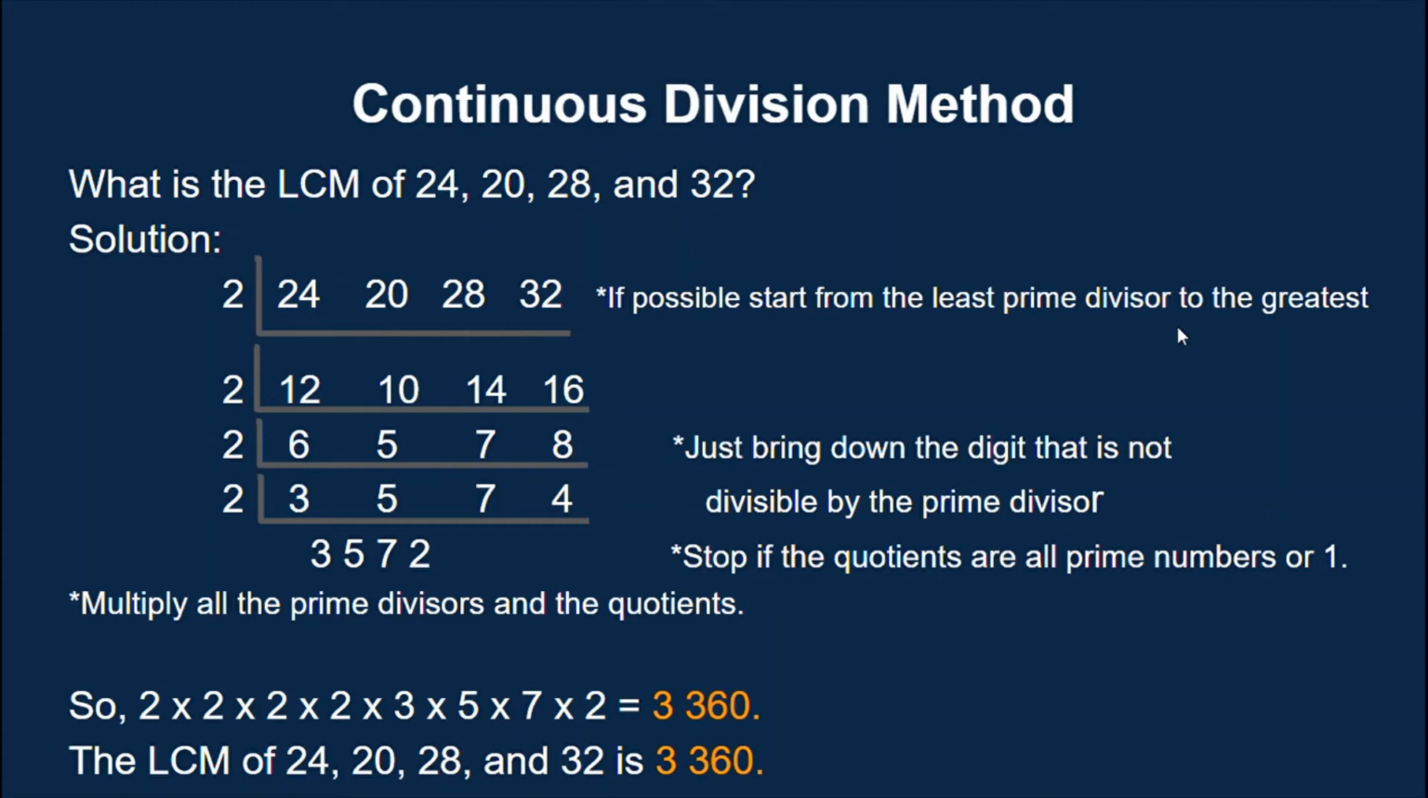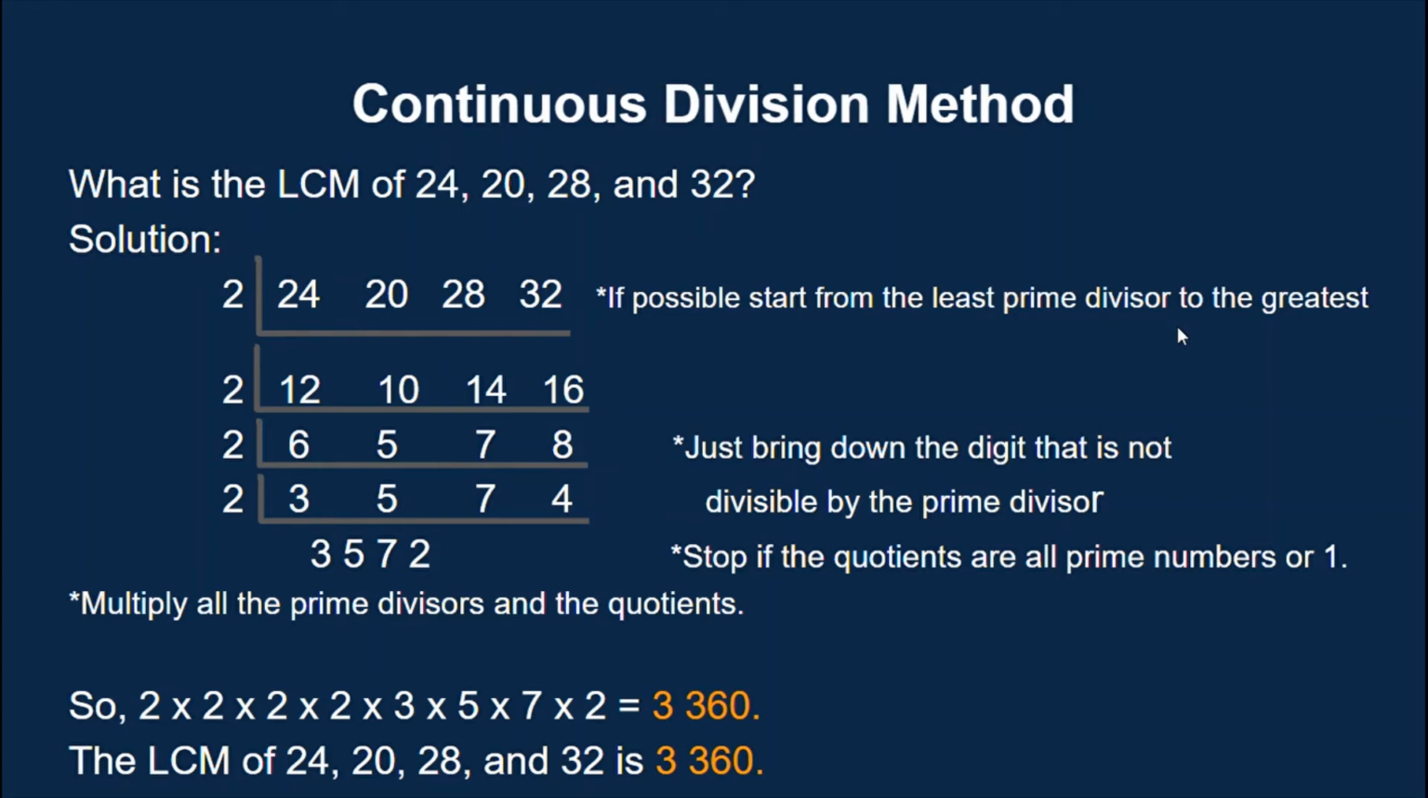Okay, so if possible, start from the least divisor to the greatest. So the number that can divide 24, 20, 28, and 32 is 2. Let us divide them all by 2. 24 divided by 2 is 12. 20 divided by 2 is 10. 28 divided by 2 is 14. And 32 divided by 2 is 16.